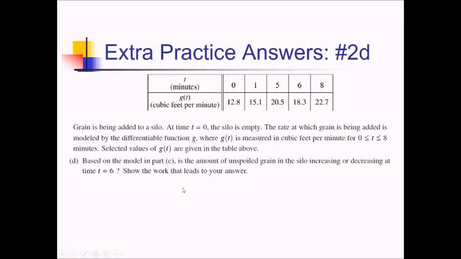For the last part of this problem, based on our model in part C, so there was that W of t function from part C, we want the amount of unspoiled grain in the silo. We want to know if it was increasing or decreasing at time 6. So let's write a function for the rate of change of the amount of unspoiled grain. That's going to be the rate at which grain is being added, g of t, minus the rate at which it is spoiling, w of t. So g of t minus w of t is my rate of change in unspoiled grain. And again, w was defined back in part C.